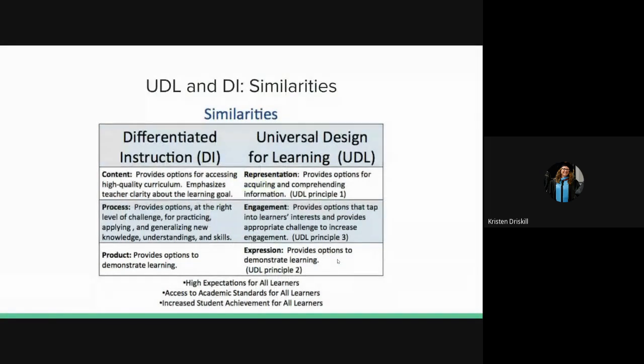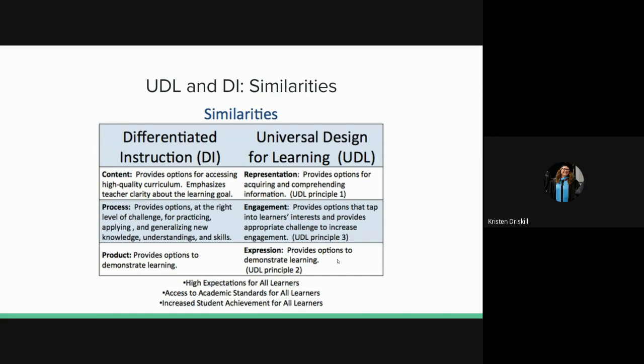So when we compare UDL and DI, the similarities are, whereas for differentiating instruction, we differentiate content, that's the same as multiple means of representation, various options for students to engage with the curriculum. When we differentiate process, that's the same as engagement, right? Like different options for students to make sense of or interact with the learning. And then when we differentiate product, it's the same as multiple means of expression or allowing students to show what they know in whatever way that makes sense to them.